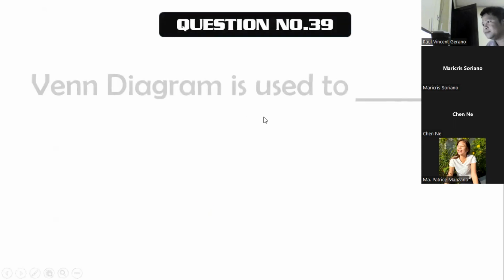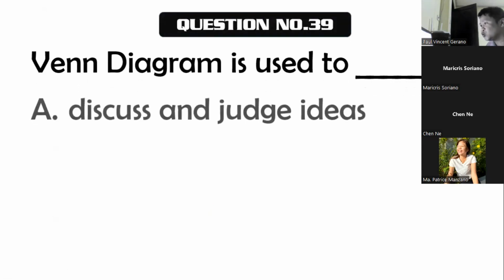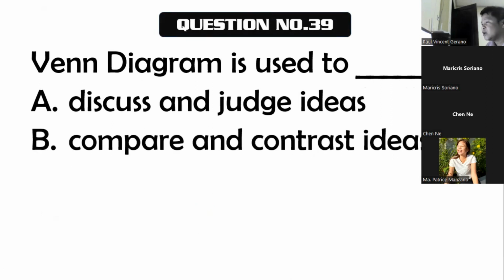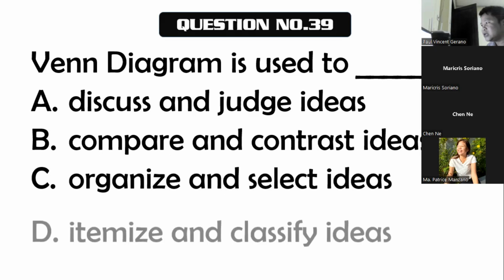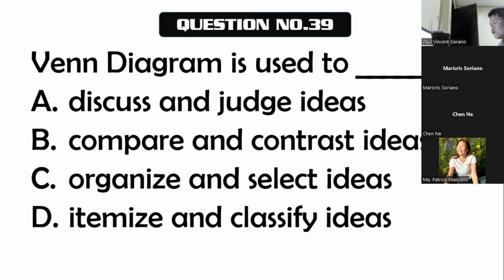Next, 39. Venn diagram is used to A, discuss and judge ideas, B, compare and contrast ideas, C, organize and select ideas, D, itemize and classify ideas. The correct answer is, I already discussed this. Venn diagram is used to compare and contrast ideas. Question. Bakit itong tinawag na Venn diagram? Sino ba si Venn?